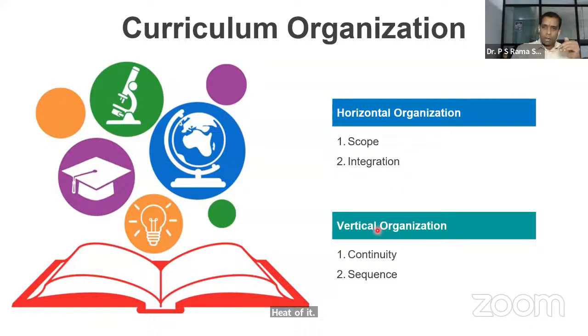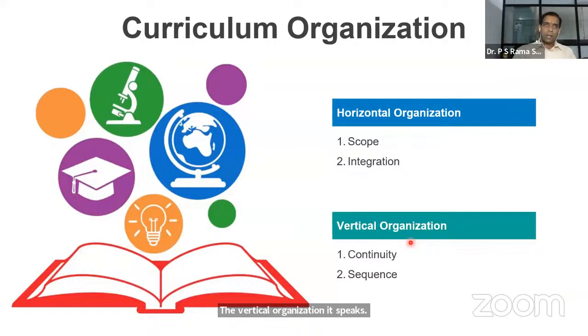So vertically, when you organize, 2 things we have to take into consideration. In horizontal, scope and integration: within a semester, the kind of subjects, the courses which the student undergoes. Scope defines the breadth, the length and breadth of it. Integration is, are all these courses independent courses within a semester or are they interrelated courses? So that aspect has to be very carefully chosen while placing the courses. Then vertical organization speaks of continuity and sequence.